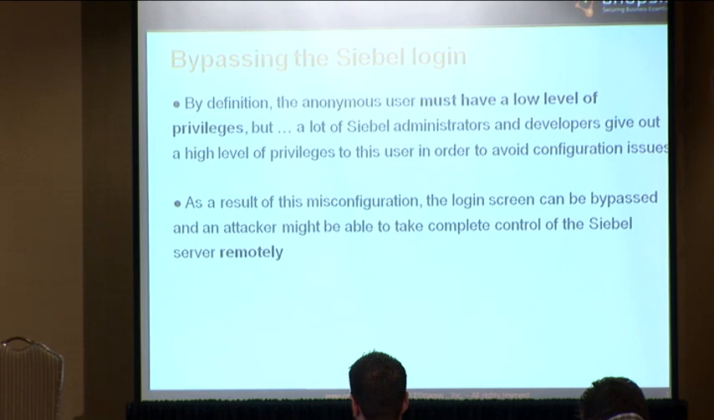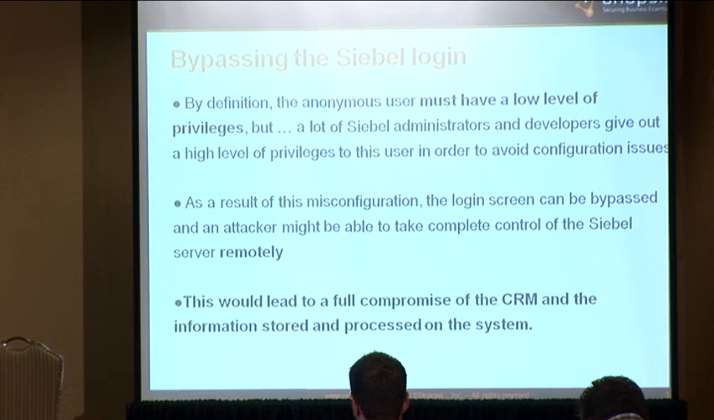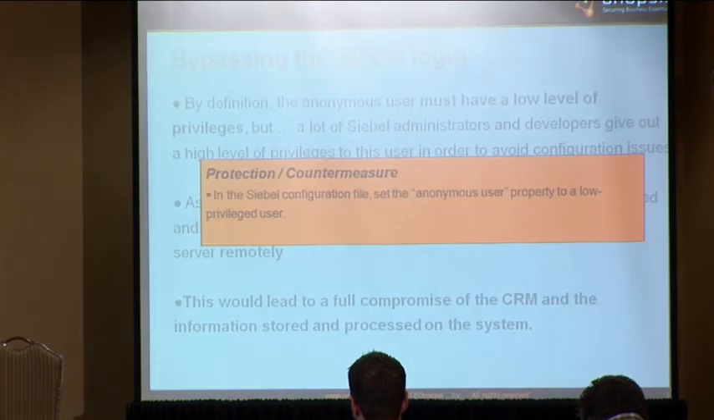And in general, that anonymous user will end up configured with very high privileges. As we could see in the presentation, the attacker didn't need anything from the Siebel system to perform a complete bypass of the login screen. He just knew the IP address, and that's it. And as we saw, this led to a full compromise of the Siebel system. How can you protect yourself? Fortunately, it's very easy. The only thing you need to do is find the configuration file of your Siebel flavor and change that anonymous user to some other user with a low level of privileges.